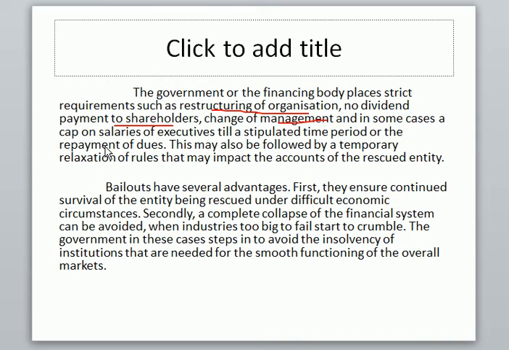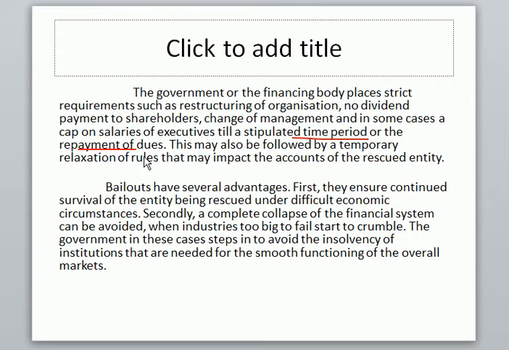And in some cases, a cap on the salaries of the executives till a stipulated period of time. Government may also say that the CEO should not be given more than 2 lakhs, a manager should not be given more than 1 lakh. So a cap, an upper limit on the salaries, could be put by the government till a stipulated period of time. Of course, whenever it starts earning profits, then you can increase this, not a problem.